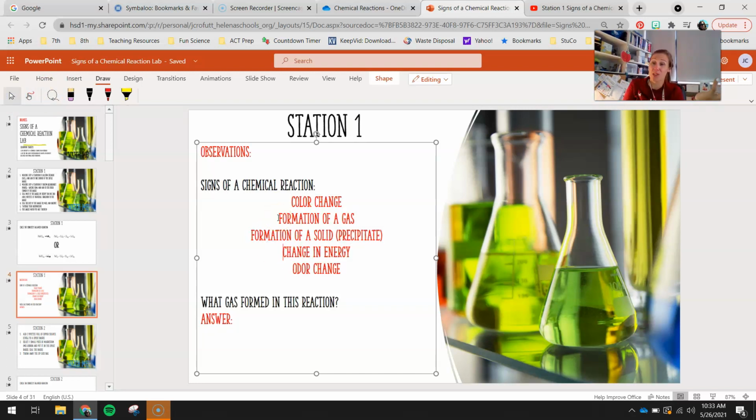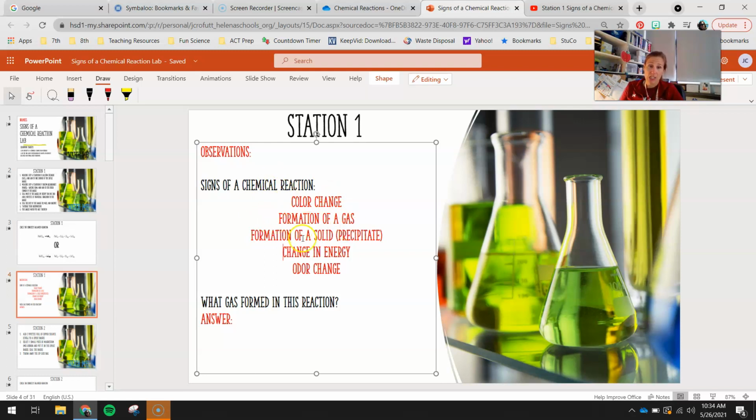Okay, remember that when we're talking color change, we're not looking at a mixture of colors. Maybe we have a blue solution and a red solution and they make a purple solution. That's not necessarily a chemical change. So look for other signs of a chemical change there. However, if we have 2 clear solutions and they make like a rusty red solution, that's definitely a color change. So pay attention to what is just a mixture of colors and what's an actual change of colors.